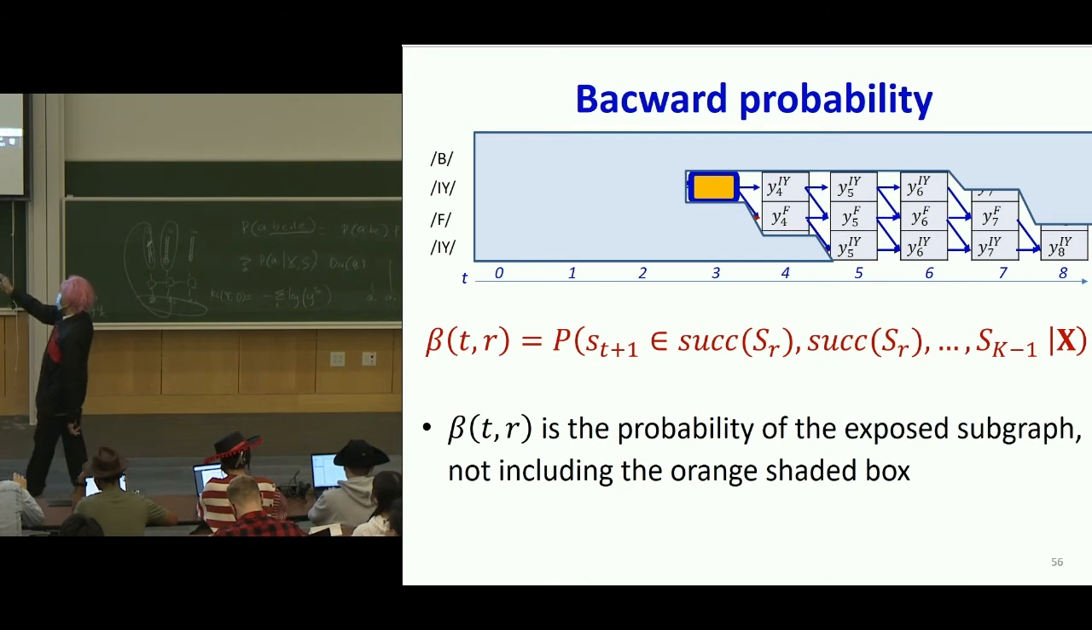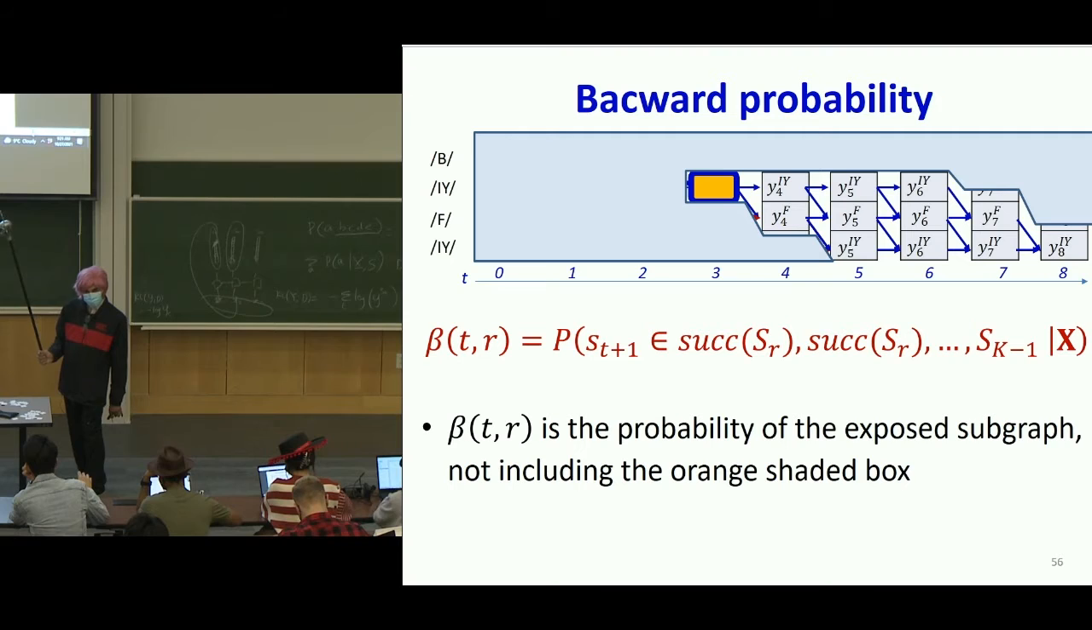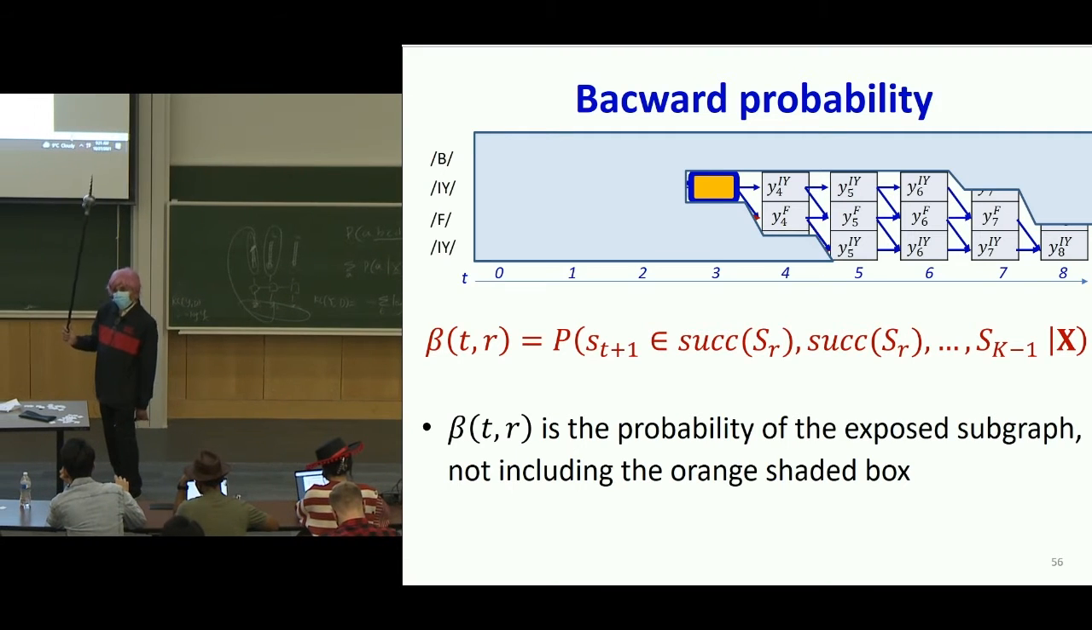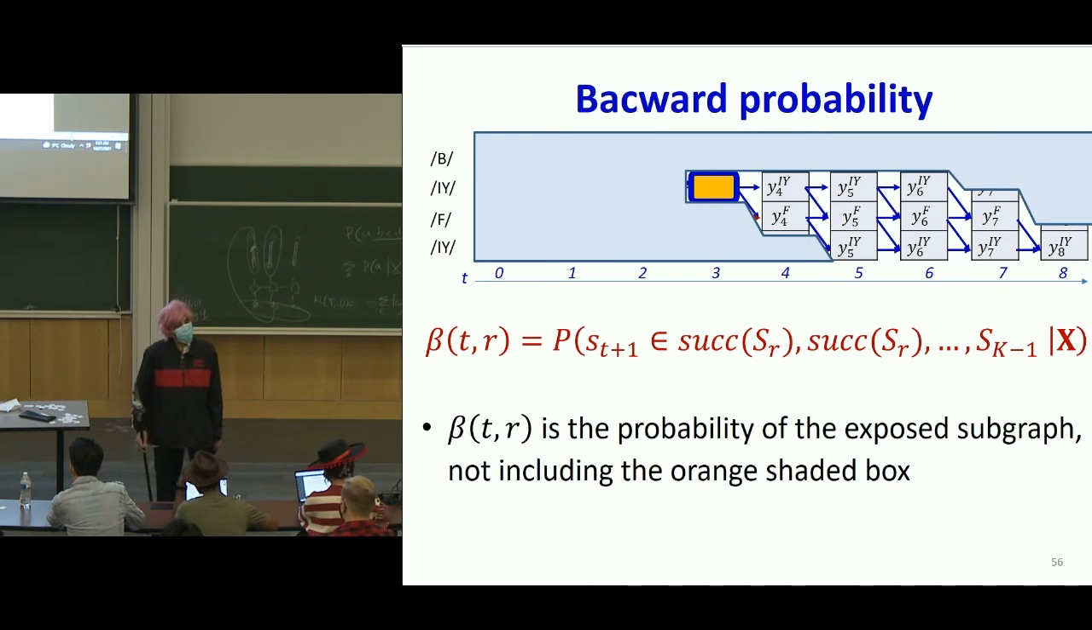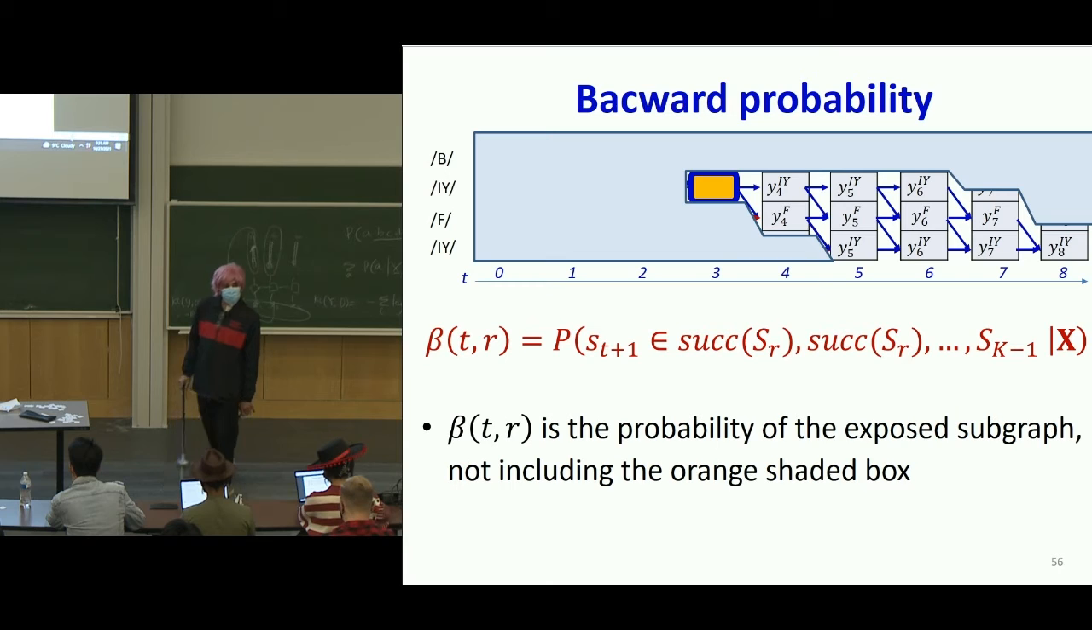Now that is the probability of this portion of the subgraph, which is the total probability of all paths starting from the orange node but not including the orange node. Who's 22? Why am I not including the orange node? Because you have computed the orange node in the alpha. I have already included the orange node in the forward pass, right? So all I need to do is to compute the total probability of the rest of the path.